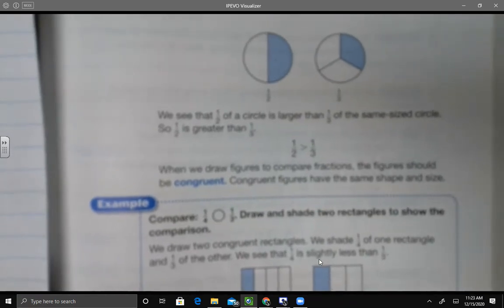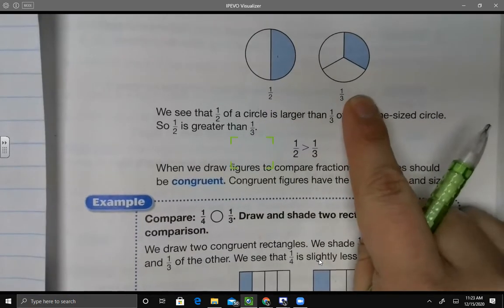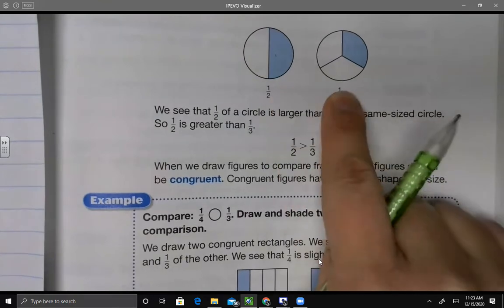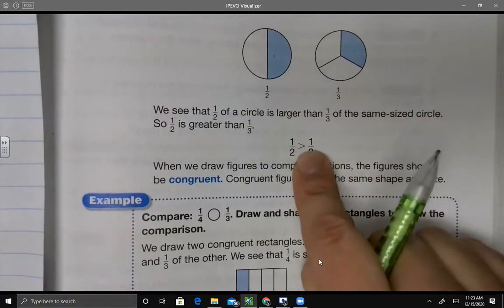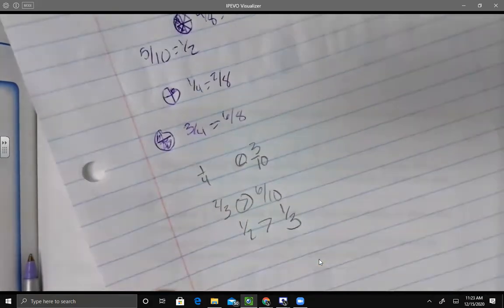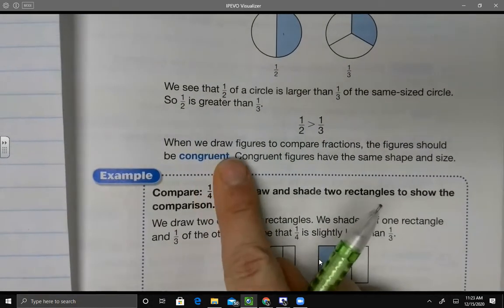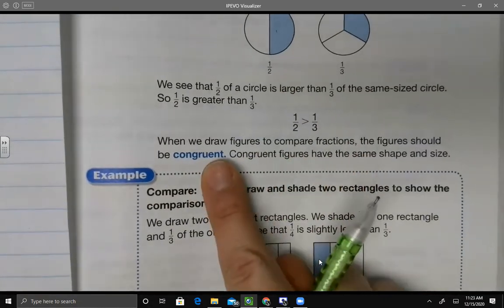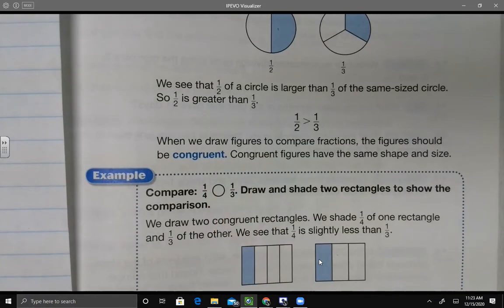All right, so we can see that 1/2 of a circle is bigger than 1/3, right? Same size circle, 1/2 is bigger though. So 1/2 is greater than 1/3. When we draw figures to compare fractions, a figure should be congruent. Congruent figures have the same shape and size.